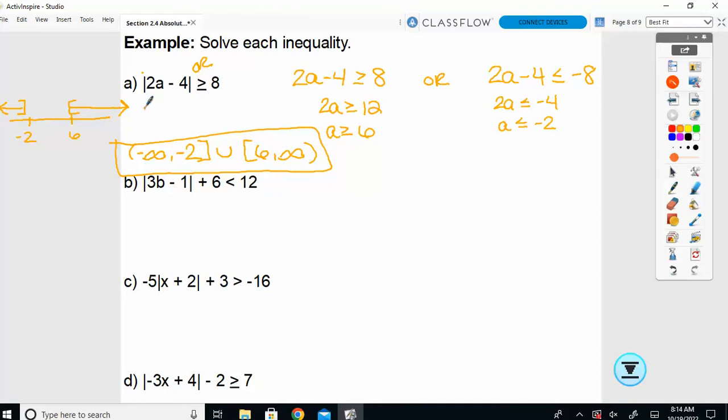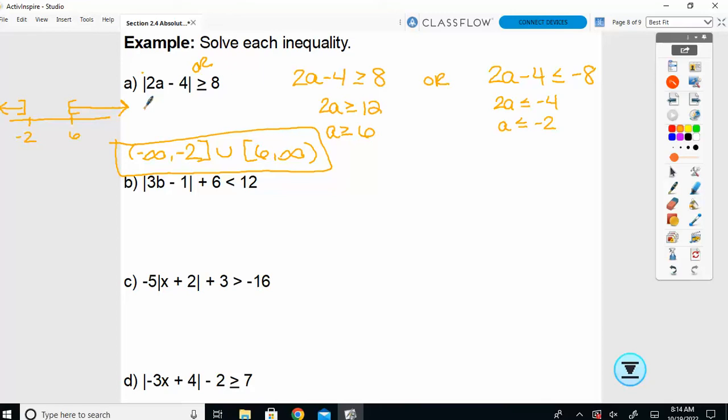Other questions? Could you do a is less than or equal to negative 2 or a is greater than or equal to 6? Technically it's the same thing, but on all my directions I will say write it in interval notation. So I will want this last step. Other questions?